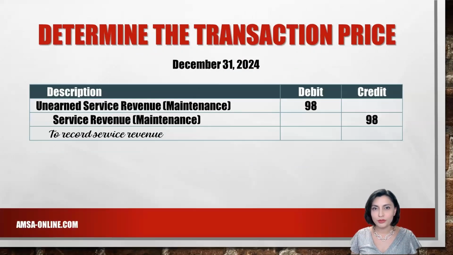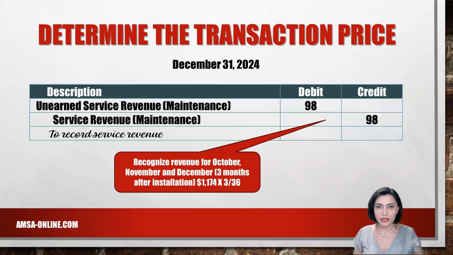The last step is to record maintenance revenue. It can be recorded monthly or at the end of the year. Since the amount is small, we will record it at the end of the year. On December 31st, 2024, unearned service revenue, maintenance, is debited or decreased by $98, and service revenue, maintenance, is credited or increased by $98. Service revenue for maintenance is recognized for 3 months, October, November, and December, since the installation was completed on October 1st.